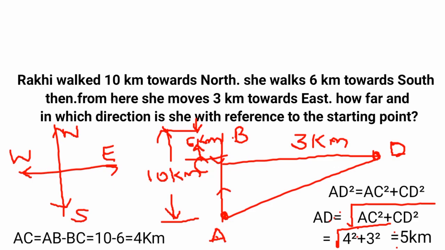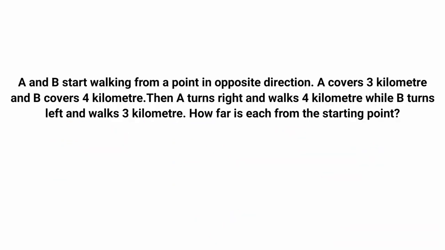So we got the distance as 5 km. But in the question we are also asked to find out the direction in which she is facing with reference to the starting point. So from the figure it is clear that the point D is to the northeast of A. So the answer to this question is 5 km northeast. Moving on to the next question.